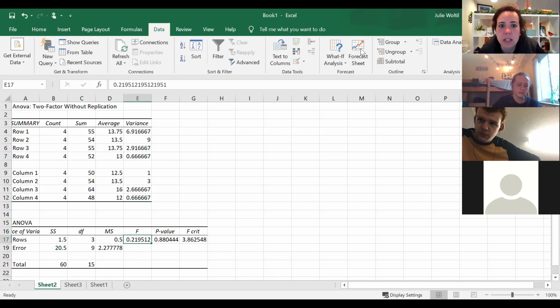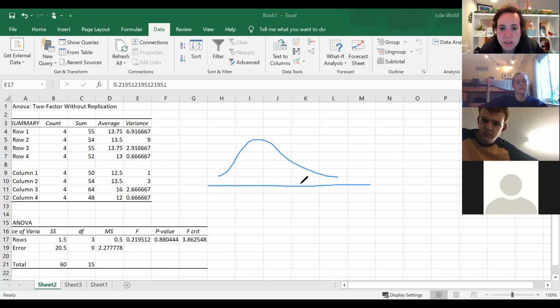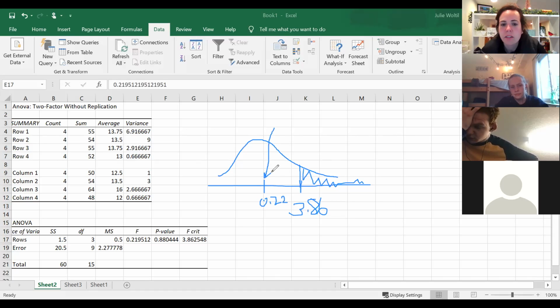Let's draw it so we're clear on it. If this right here is my curve, this is my F critical at 3.86. And again, anything that's in this shaded area, we're good to go. But instead, I got 0.22. It's way out here, okay? It is outside of the area where I would reject the null hypothesis, okay?